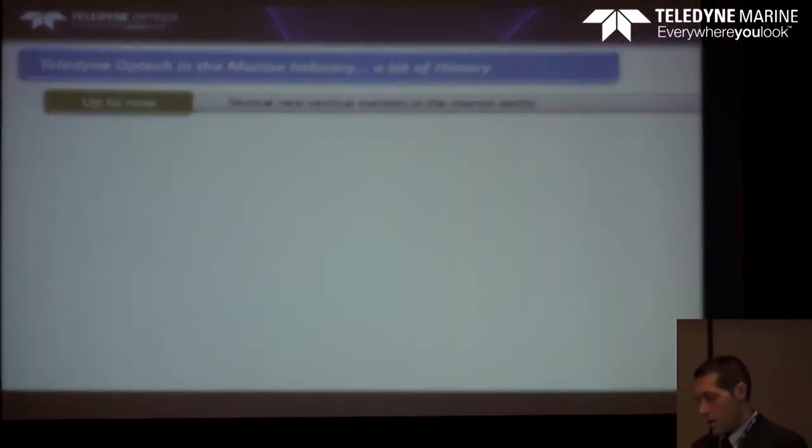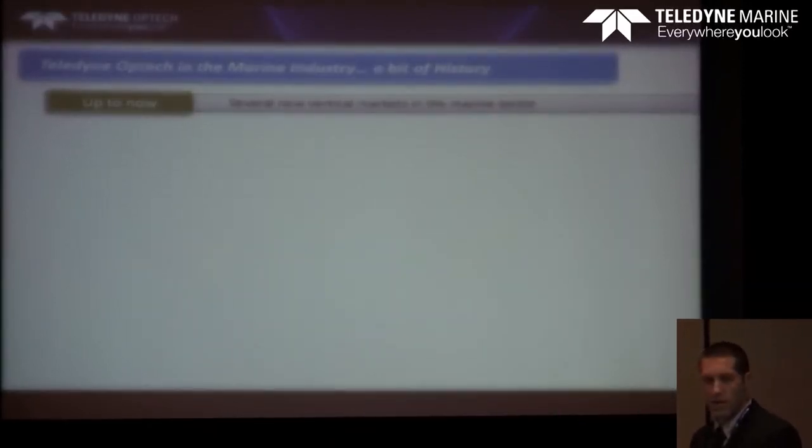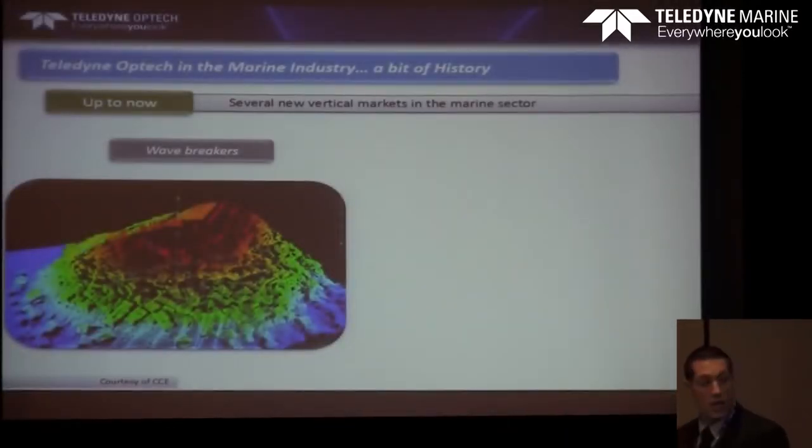So up to now, when we started working with Teledyne RESON and other software, we realized our clients were opening new vertical markets. One that was pretty big was scanning wave breakers. There are so many in the world, and there's a big requirement for surveying them. If you remember the picture I showed before, with only the multibeam you get the wave breaker but no information on top. Here, you have the whole information.